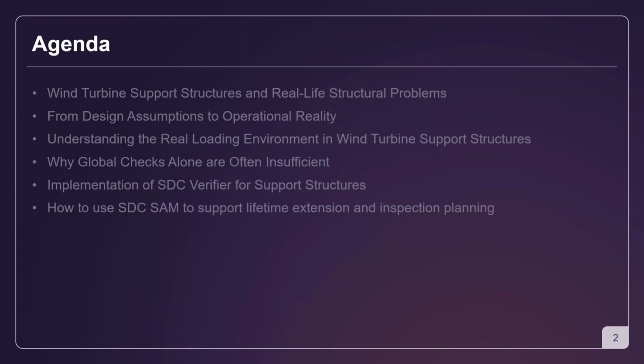And then we are going to focus on what design assumptions are often made by engineers while designing such structures, and what is in reality. So what are the differences? And it also can cause some problems in the future with the structure. And then after that, we are going to focus on what loads are acting on such structures. And then we are going to discuss why global checks alone are often insufficient.